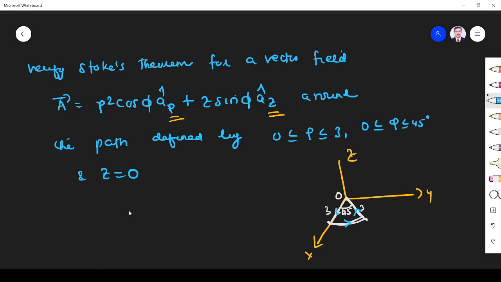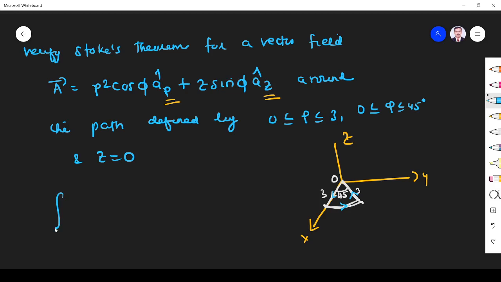Let us write Stokes theorem. What is Stokes theorem? It relates the surface and line integral: the integral of del cross A dot ds is equal to the closed contour integral of A dot dl. I want to see the nature of the contour: rho 3, phi is 45 degrees. This is the contour, with points A, B, C. So for the right hand side I find A to B, B to C, C to A. Then for the left hand side, I find del cross A and integrate it.